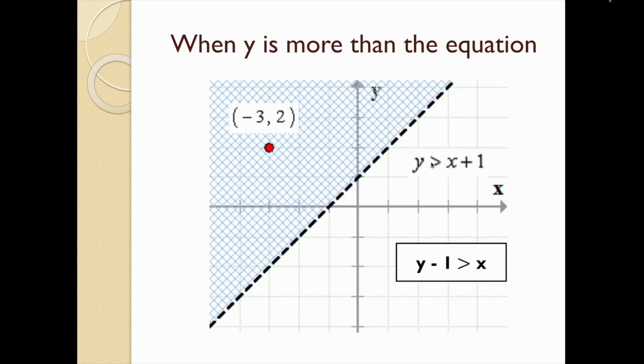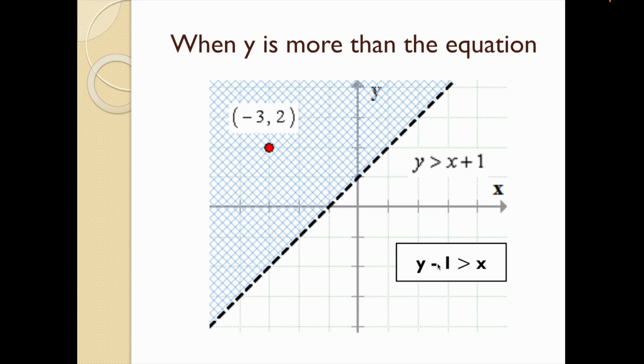When we're talking about y is more than, what section do we shade? Do we shade above or below the line? Above. Why? Because y is more than the equation. For that particular instance, we would say that y is more than this equation here. So this is the equation, this line here. Y is more than. All right?